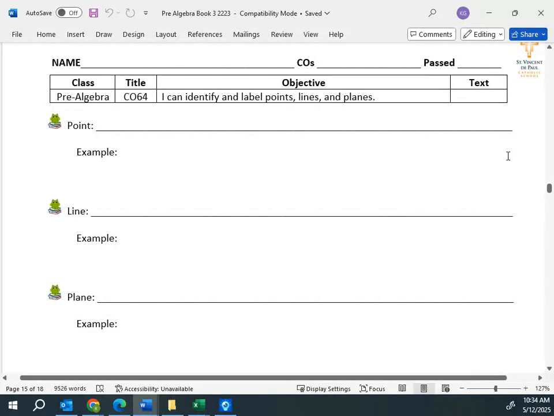Good morning. Today we are starting our next objective in math. So we are starting with CO64. I can identify and label points, lines, and planes. So we need to know what these are, the definitions, before we can be labeling them on things.